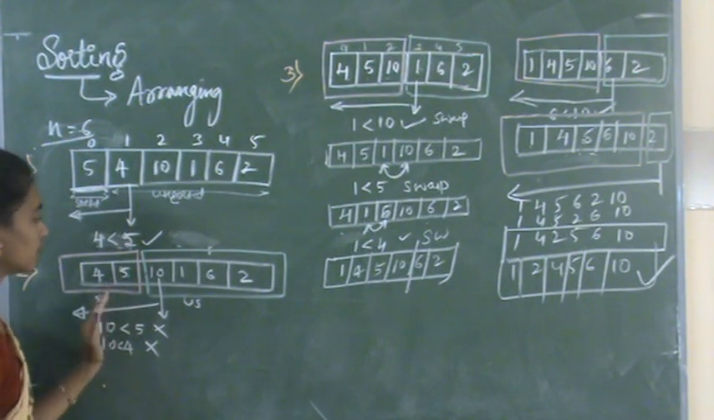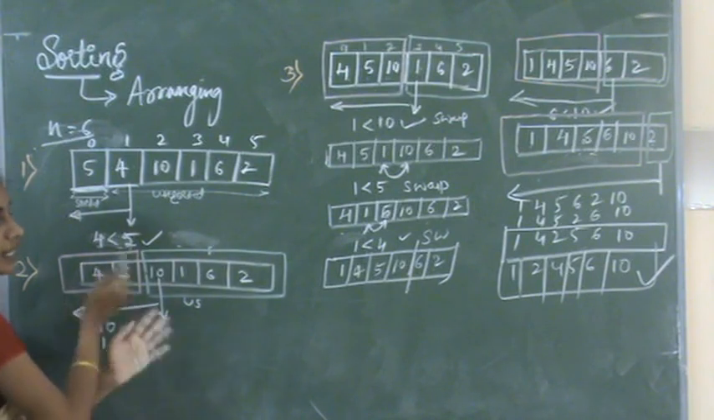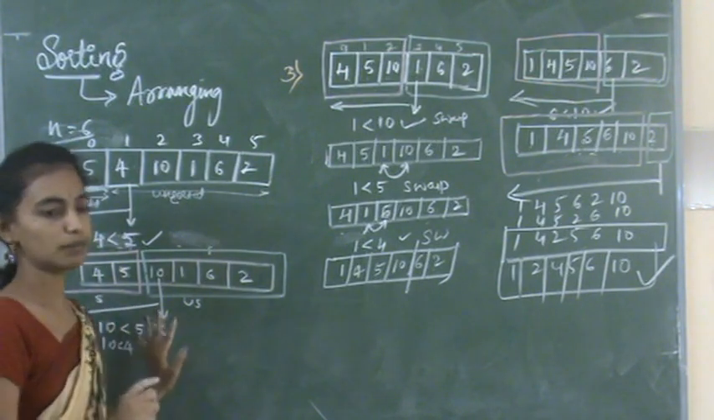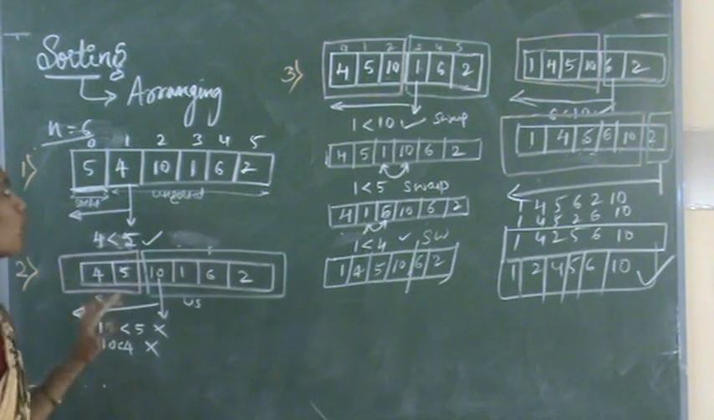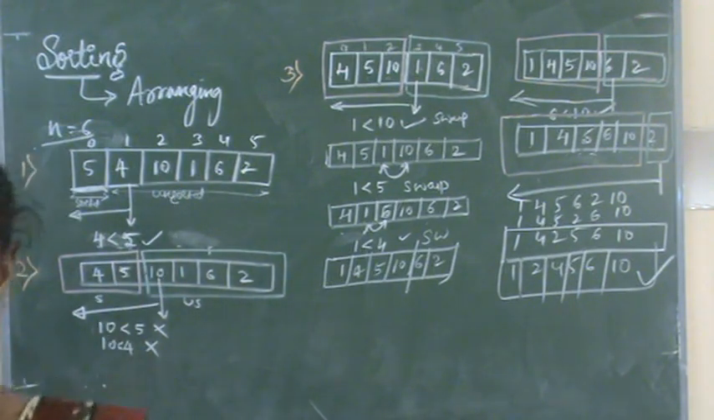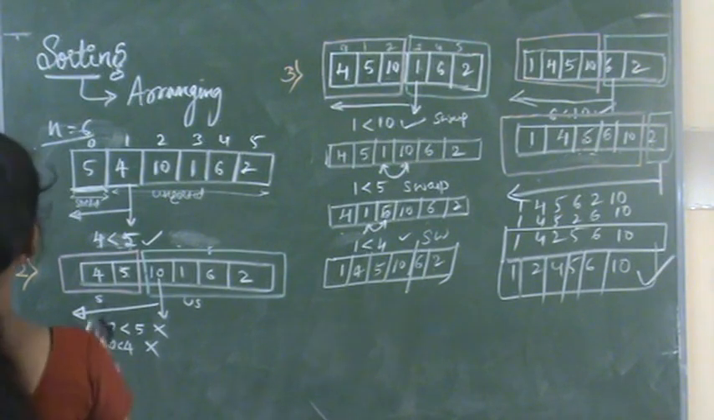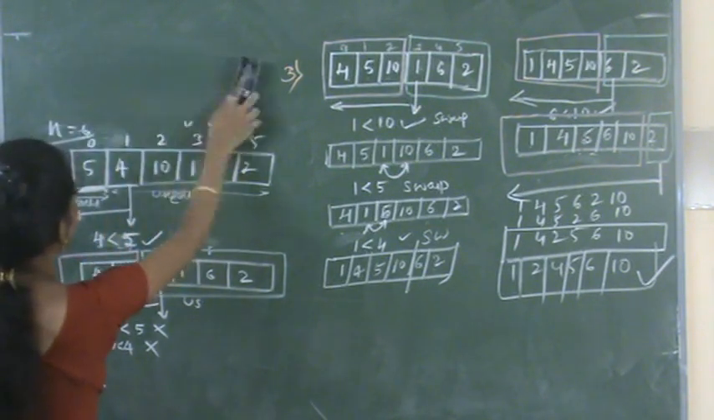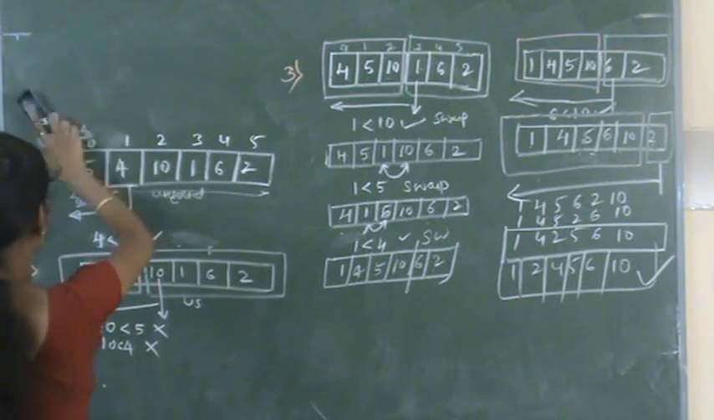Compare, and if it is less than we will swap, otherwise we will keep it as it is. So this is about insertion sort. So now we will write an algorithm for this. How will we write the algorithm for this? For that we need to write a description.